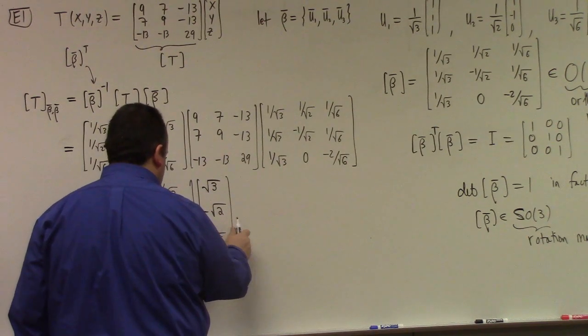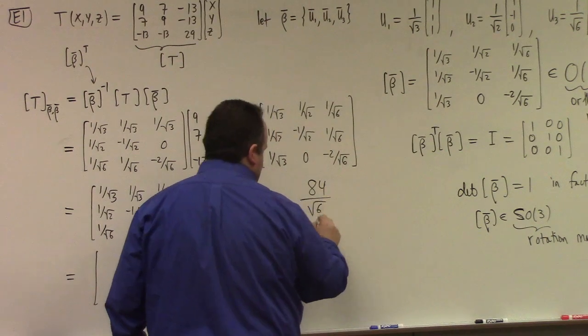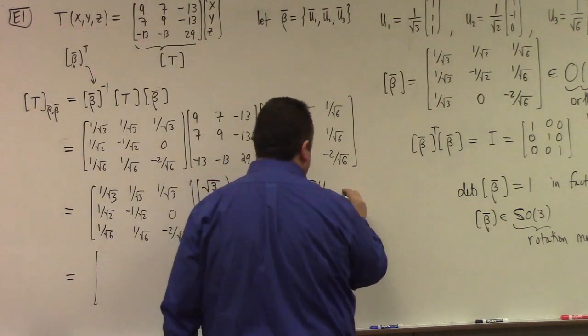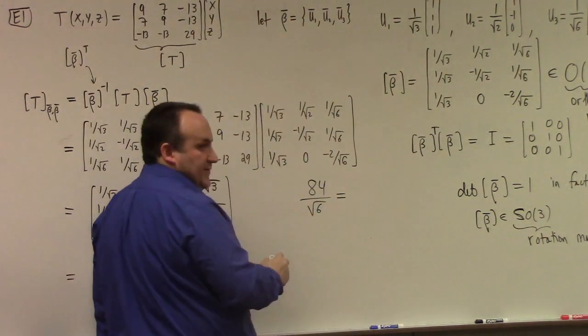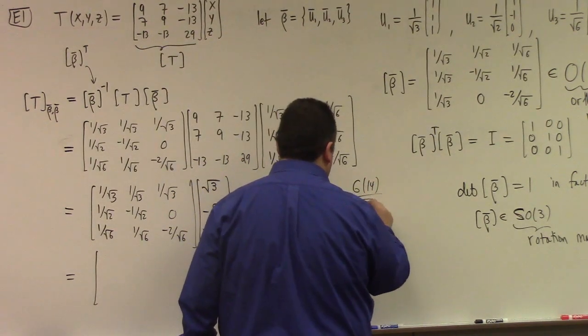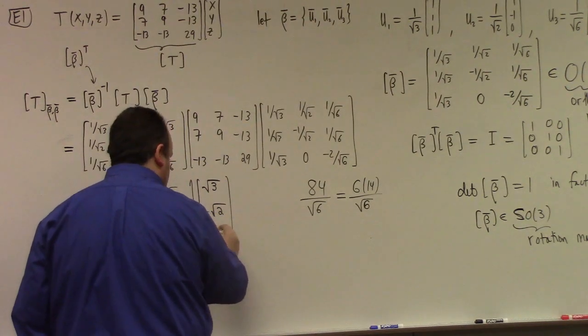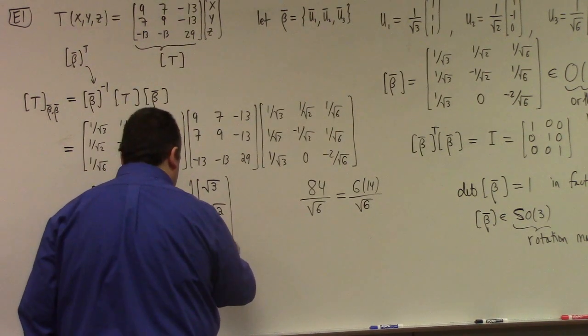What is that then? What is 84 over root 6? 84 is 6 times what? So that's actually 6 root 14. Excuse me, 14 root 6, right? With a minus.